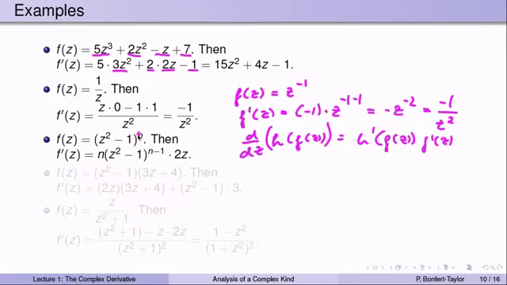So we need to find the derivative of the outside function, which is the function that raises its argument to the nth power. Well, the derivative of that is n times the argument to the n minus first power. And then multiply that by the derivative of the inside, z squared minus 1. The derivative of z squared minus 1 is 2z.